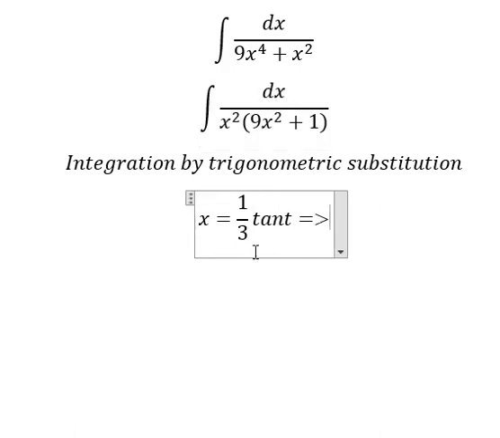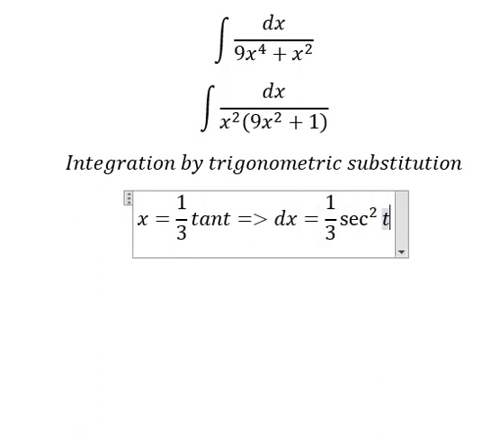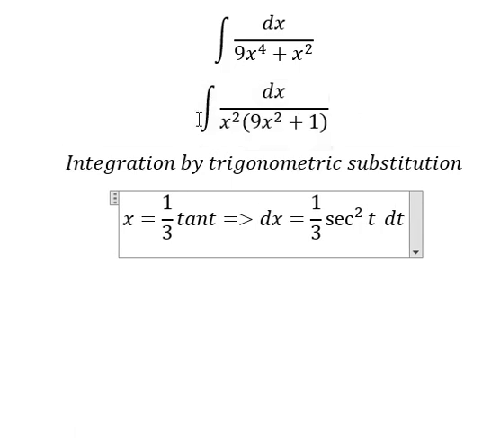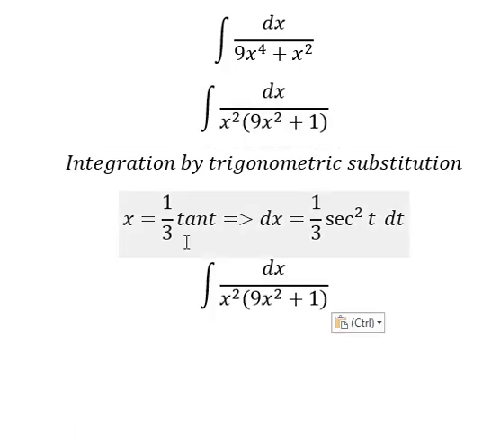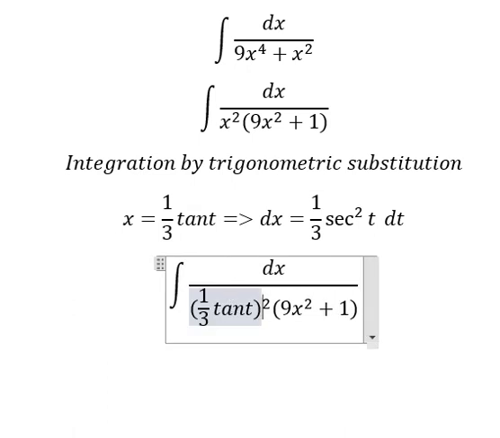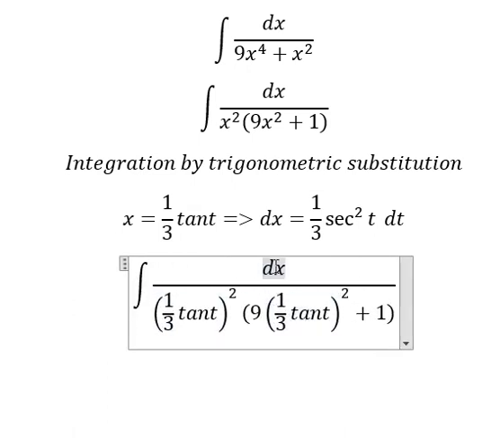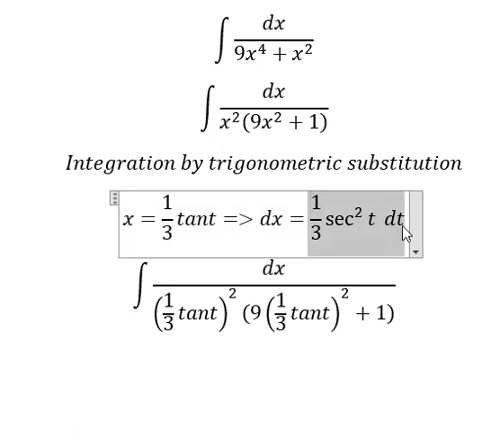This one, after we do the first derivative, we have 1 over 3 secant of t square dt. So I will put this one here, and this one here. dx we change to this one.